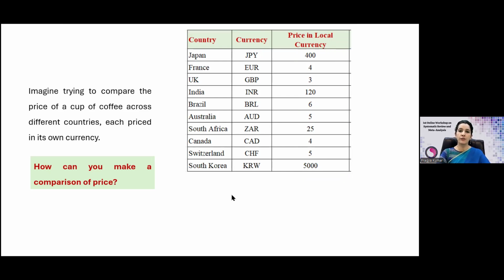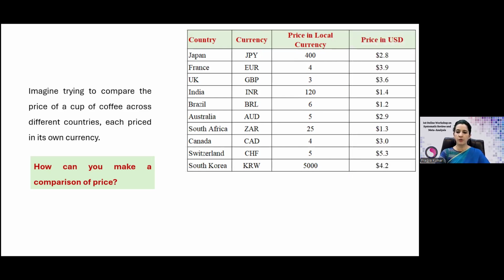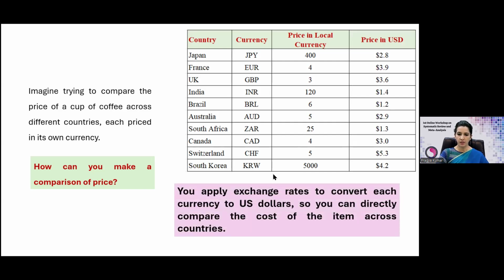So how do we generally do it? We convert it into US dollars. If you convert that into US dollars, you can easily say that the highest is in Switzerland, which is 5.3, and the least is 1.2, which is in Brazil. So now you can compare and infer regarding the price of a cup of coffee. The similar concept is there in the effect size, and generally researchers report various effect sizes.